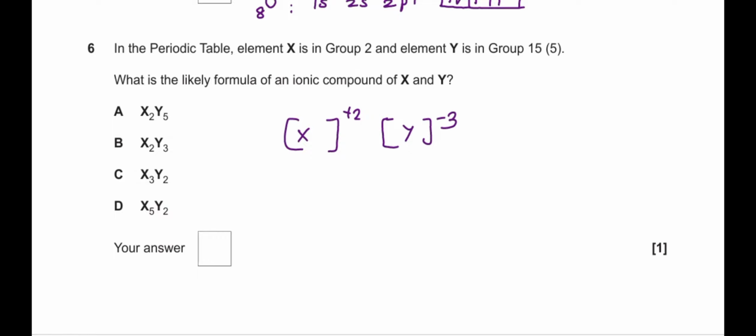Therefore, as a rule of thumb, X will be joining with 2 atoms of Y and Y will be joining with 3 atoms of X. Therefore, the compound formed will be X3Y2. And looking at the options here, no, no, yes. So it is C. Okay. If you want to look at an example to demonstrate this, look at aluminum and oxygen. Aluminum has a charge of +3 for its ion and oxygen has a charge of -2 for its ion. Therefore, the compound formed will be Al2O3.